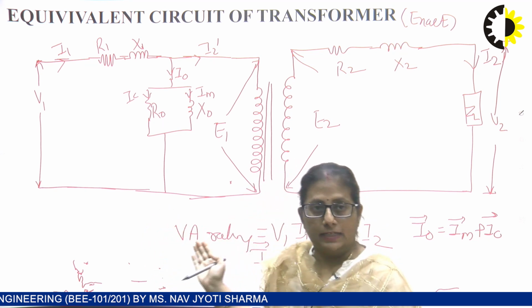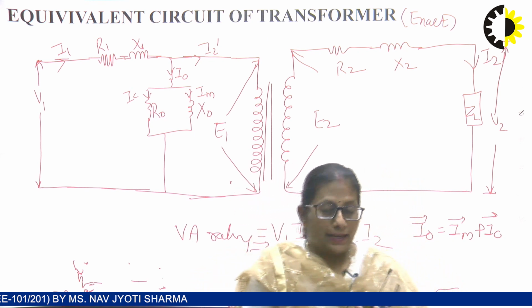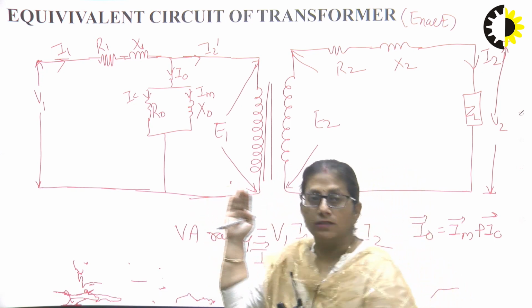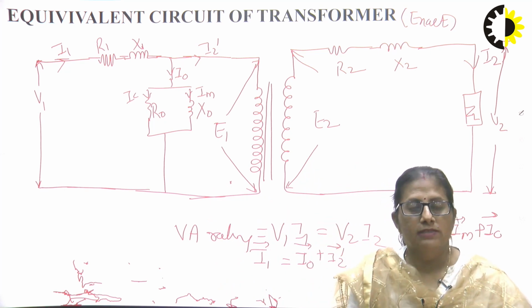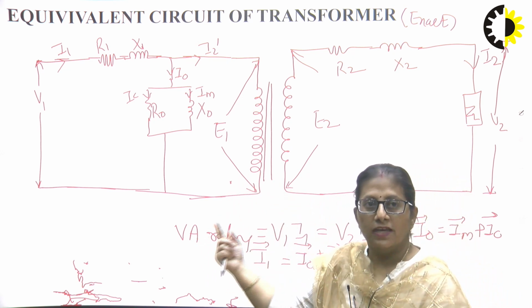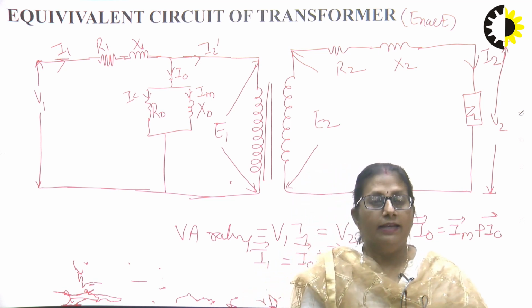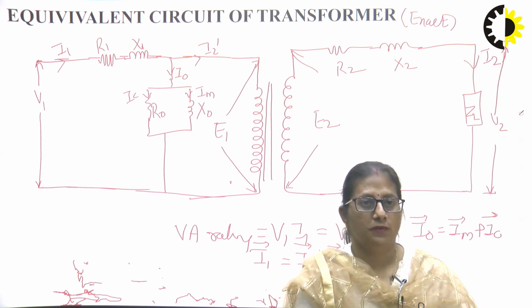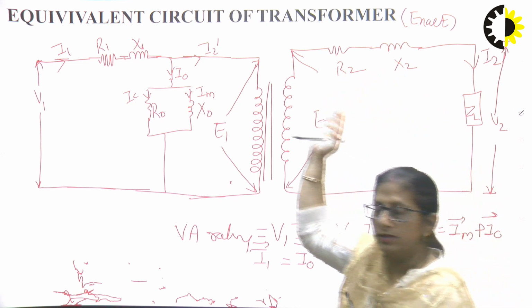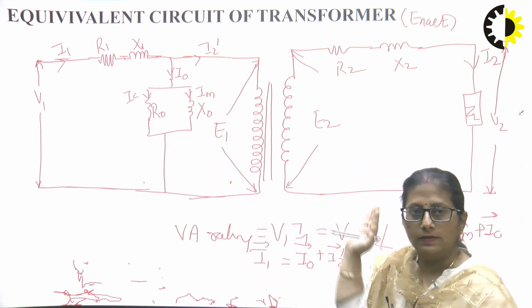Now this is the exact equivalent circuit. While going for the analysis, as we can see, we have two different circuits. It becomes a tedious job to analyze two different circuits separately, so it is better that we combine both circuits and make a single circuit. There comes the term referred value. We can refer the complete secondary circuit towards the primary circuit, or we can refer the complete primary circuit towards the secondary circuit.